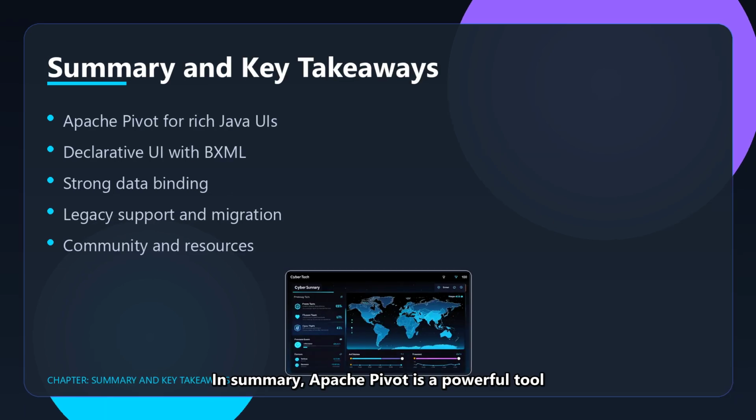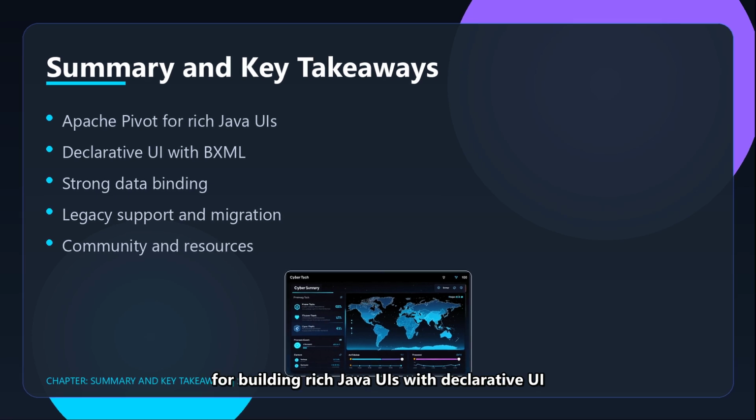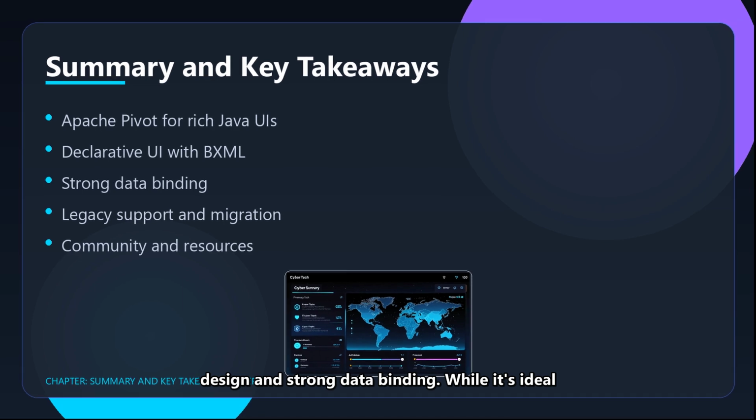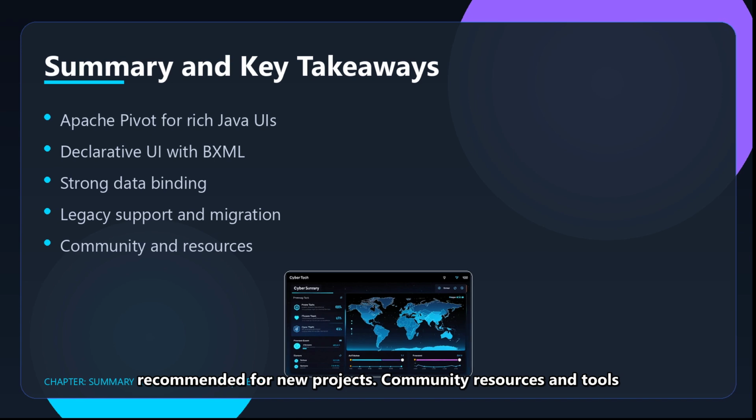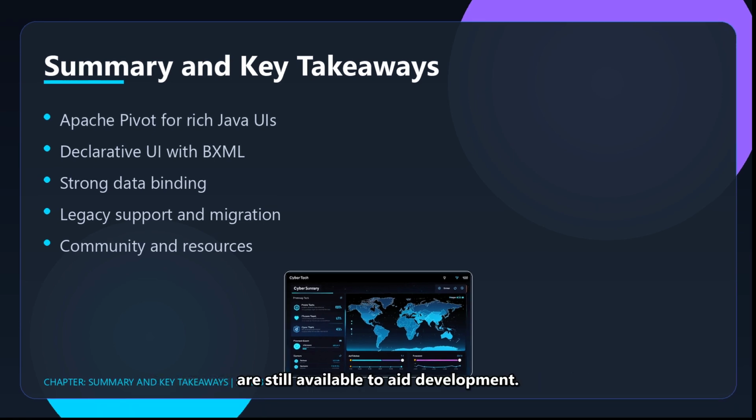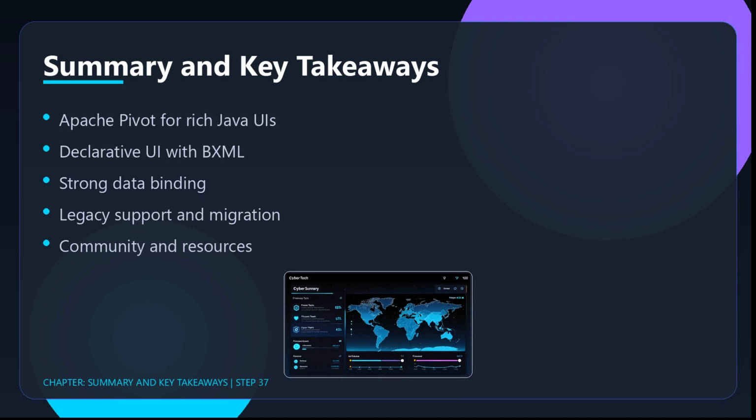In summary, Apache Pivot is a powerful tool for building rich Java UIs with declarative UI design and strong data binding. While it's ideal for legacy support, migration to modern frameworks is recommended for new projects. Community resources and tools are still available to aid development.